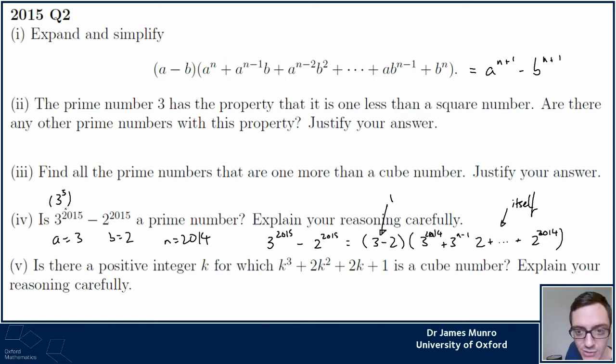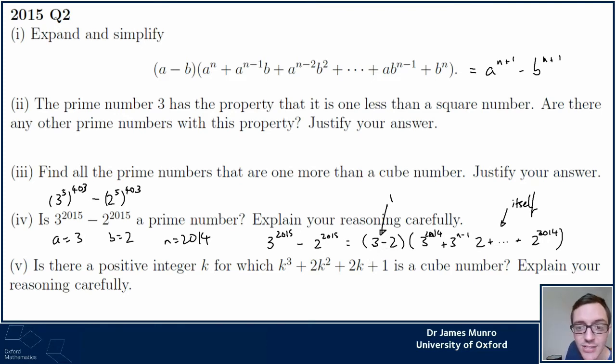You know, 2015 is not prime, so I could think about that as 3 to the 5 to the power of 401 minus 2 to the 5 to the 403, sorry, to the 403. Okay, my problem here was that I ended up with a 3 minus 2 in this bracket, which I don't really like, because it's 1. Well, it's not the sort of thing I was going for.